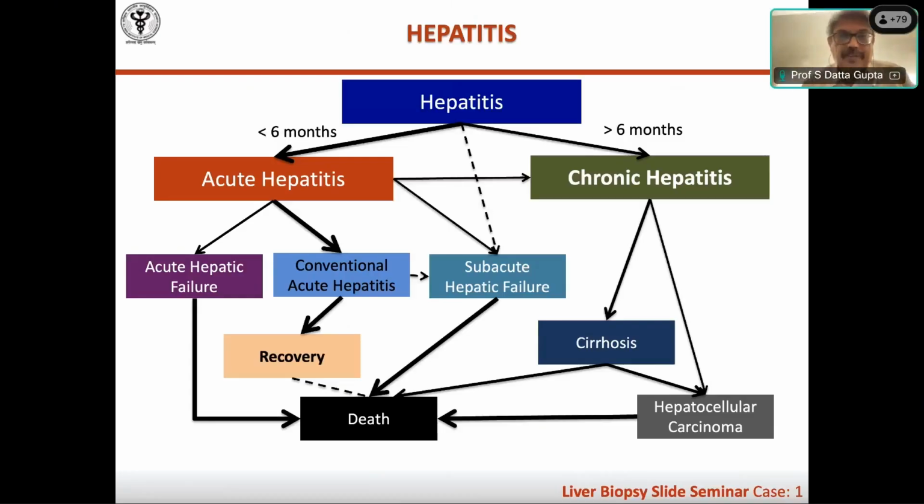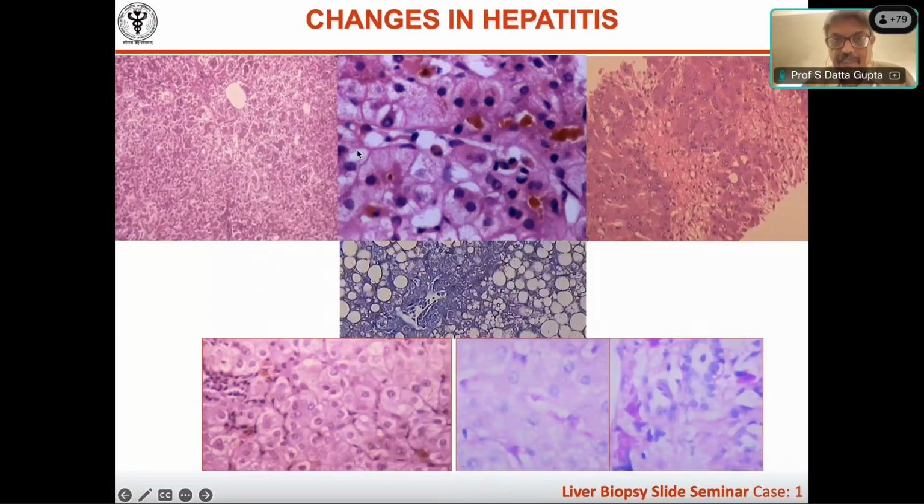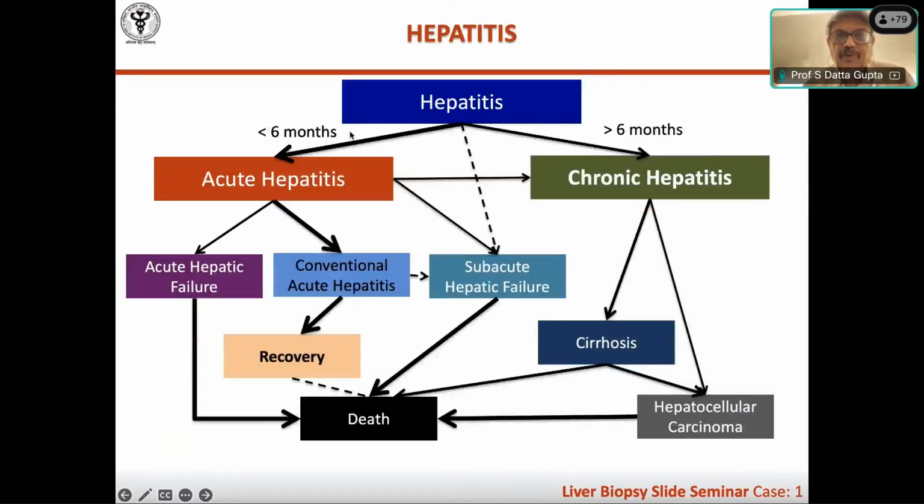Hepatitis is clinically classified into acute and chronic. Six months is the cutoff point. Why six months? Because in 1968, I think, there was a paper in the Lancet where all the pathologists in the UK and US joined together. They were called gnomes. They joined together and analyzed a lot of liver biopsies.